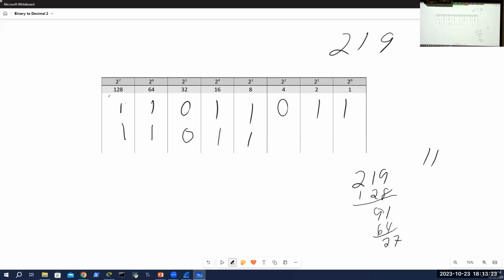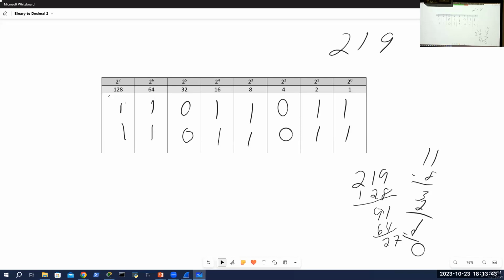Subtract, we get 3. Is 4 less than or equal? No. 2 less than or equal? Yes. Down to 1 less than or equal? Yes. Subtract 1 down to 0. So when you reach 0, you're done.